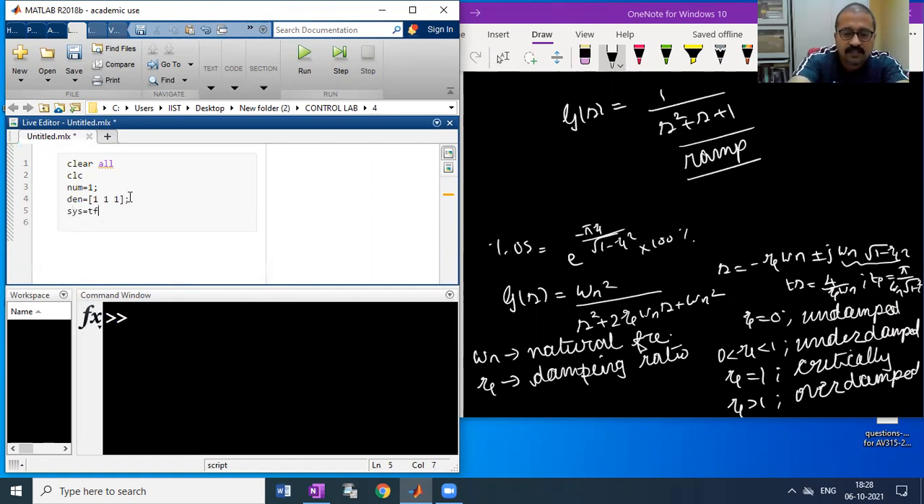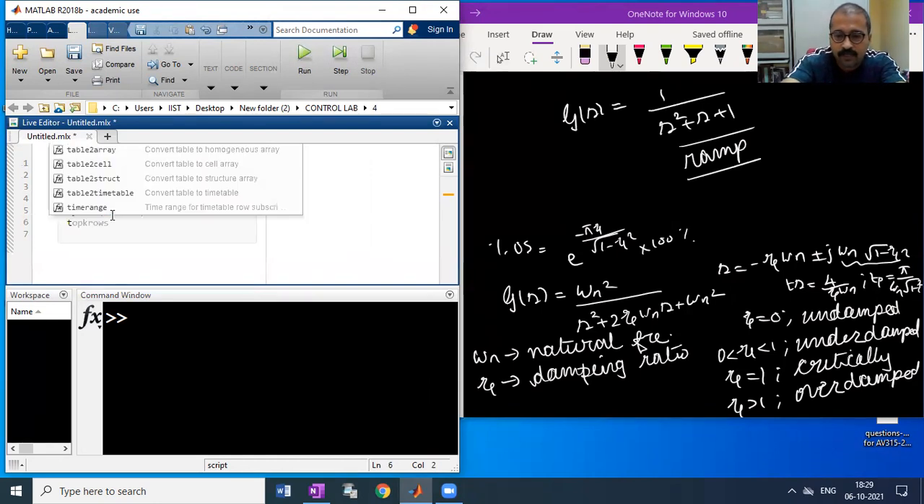Sys equals tf of num comma den. Okay, so that will define the transfer function 1 divided by s square plus s plus 1. Now if you want to use lsim plot, there should be three input arguments. One is this system we defined. Now we need to define the time. For what time do you need to see the plot?